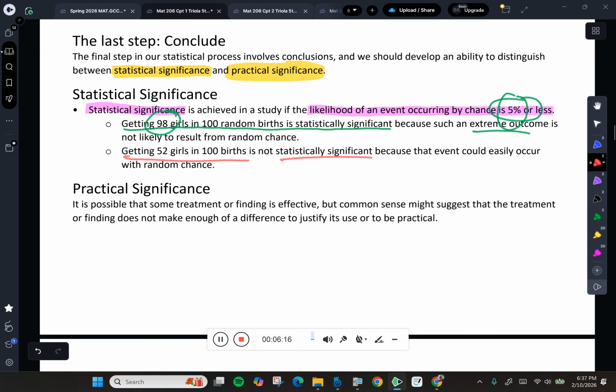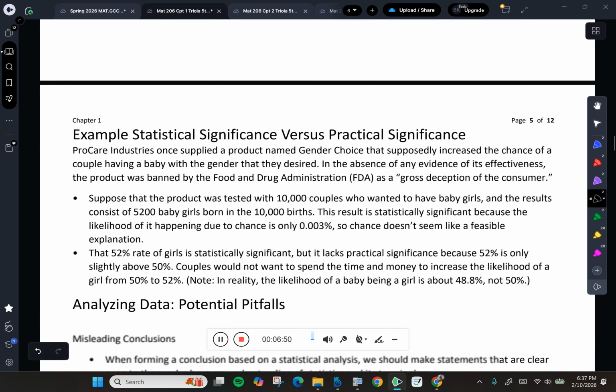Right? Now, practical significance is a whole other ballgame. Practical significance is saying that, okay, it might be statistically significant, but does that matter? Is it enough of a thing that we should justify its use? Okay? Should the treatment, whatever that treatment might be, right, or the finding, does it make enough of a difference in the world to justify its use? And let's look at an example of that, okay?